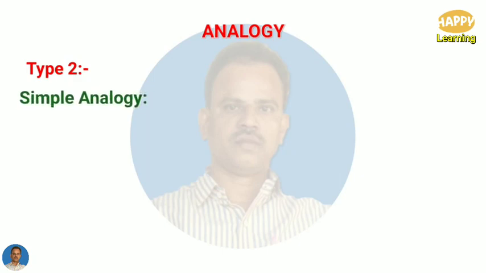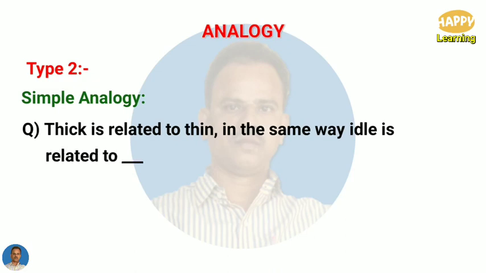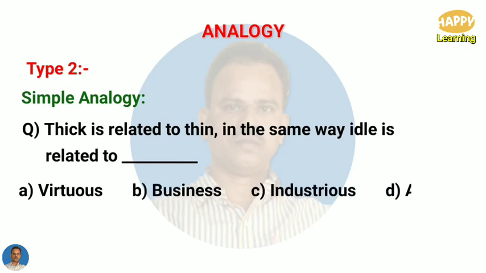Type 2. Simple analogy. Question. Thick is related to thin in the same way idle is related to dash. And the options given are virtus, business, industrious, activity. Okay.